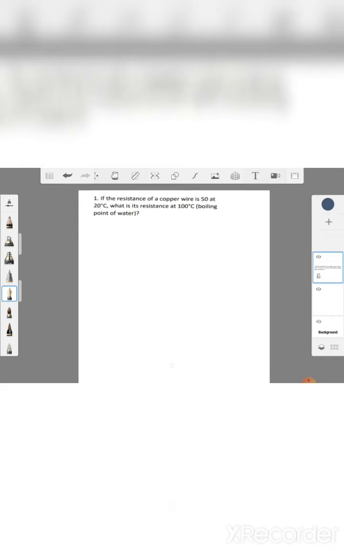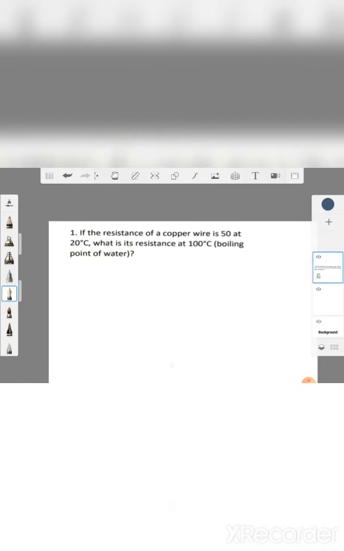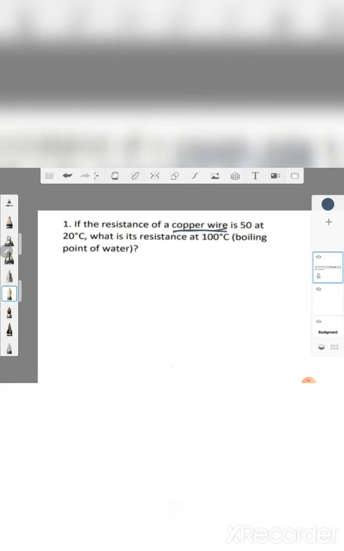So, this is our example for lesson number 2 in our module 2. If the resistance of a copper wire is 50 ohms at 20 degrees Celsius, what is the resistance at 100 degrees Celsius? So take note that we have a copper wire. Therefore, we will illustrate this in the graph.